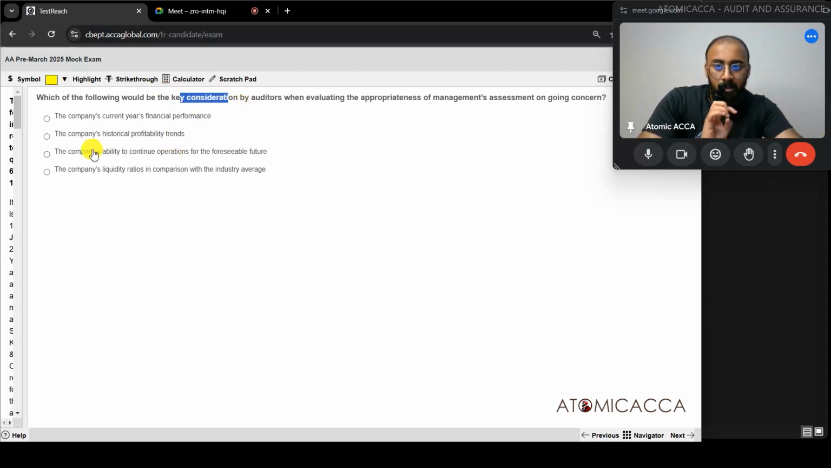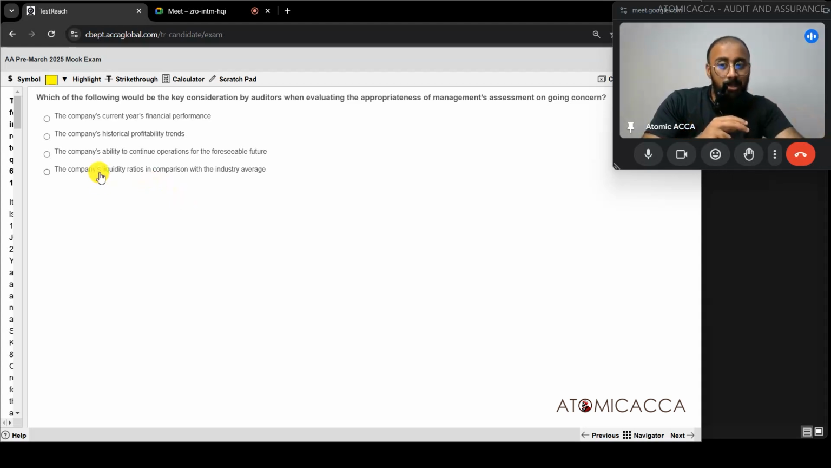Then company's historical profitability trend: what happened in the past also gives you some indications about how things are going, but not proper clarity about the future. So not option B either. Company's ability to continue operations for the foreseeable future, it is about the future, so this could be the answer. Last one, company's liquidity ratios in comparison with industry average. Comparing with industry average will give you an idea whether you're doing well or not, but not exactly whether you can survive or not. That is one problem.